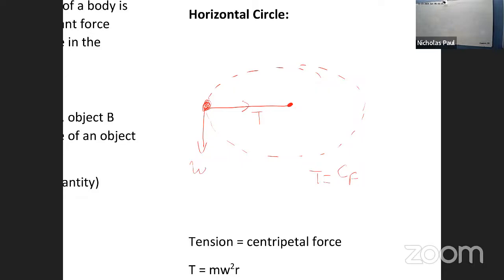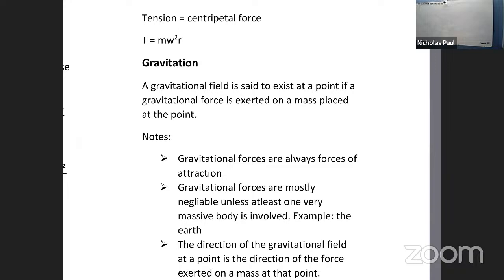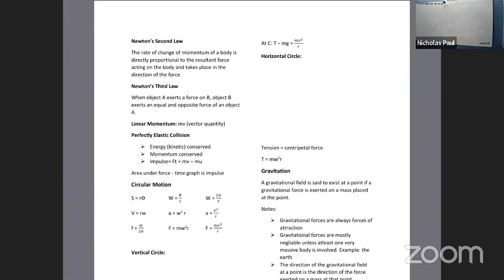Why does the weight have nothing to do with centripetal force there? Because centripetal force is towards the center, and the weight is acting vertically downwards, so the weight has no effect on the horizontal motion. So those are the things that we did last day.